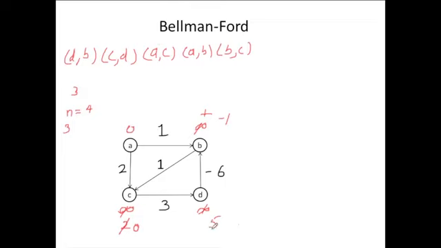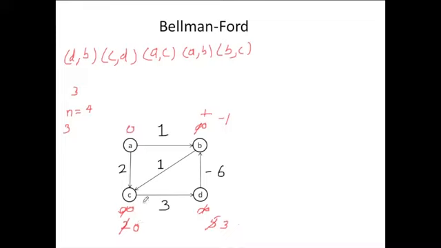D to B, 5 minus 6, it's minus 1 only, right? Then C to D, 0 plus 3 is 3 and it is not 5. So change it to 3. 5 was greater, so 3 is smaller. A to C, 0 plus 2, 2 only. A to B, it is 1, but it is minus 1 already, which is better.